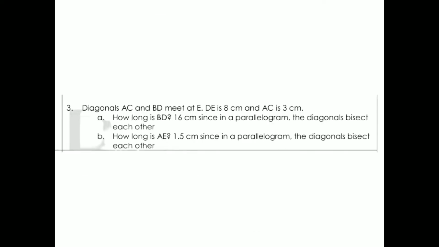And then sa number 3 naman, let's talk about diagonals. Diagonals AC and BD meet at E. So yun yung point of intersection nila. So DE is 8 cm and AC is 3 cm. The question is, how long is BD? And number 2 or letter B, how long is AE?